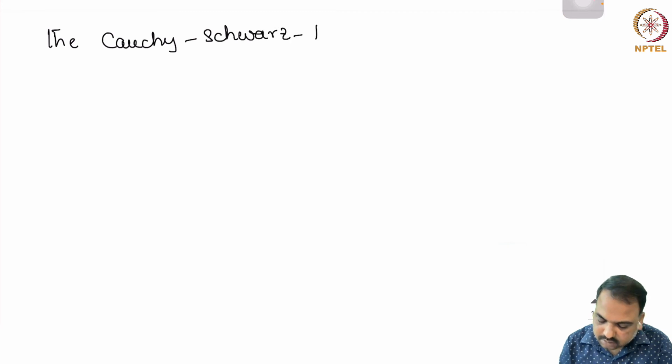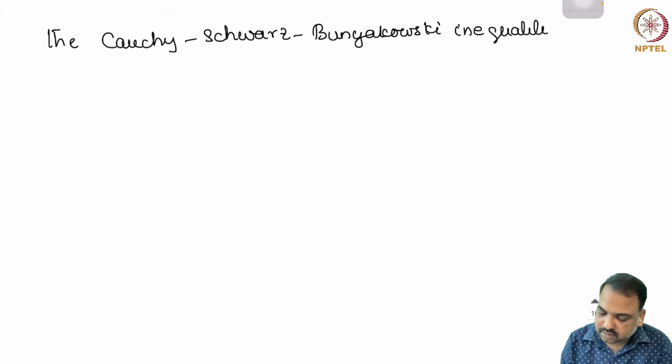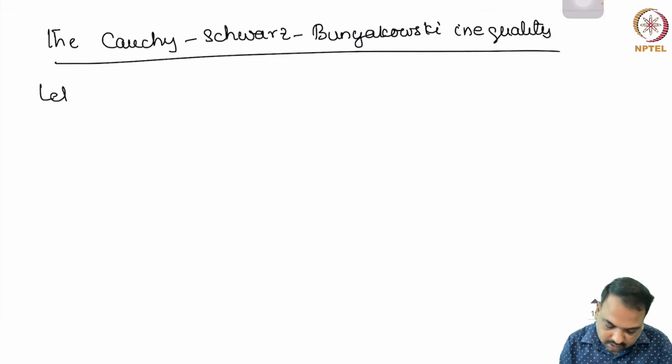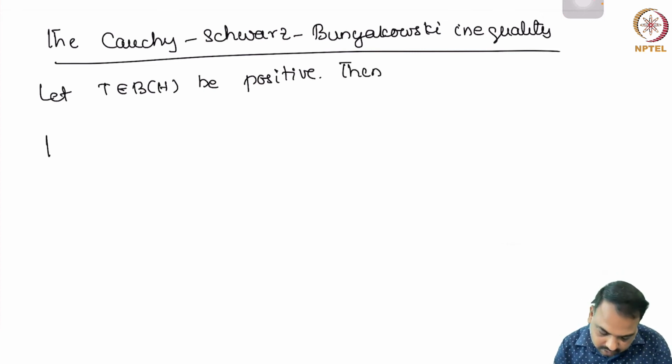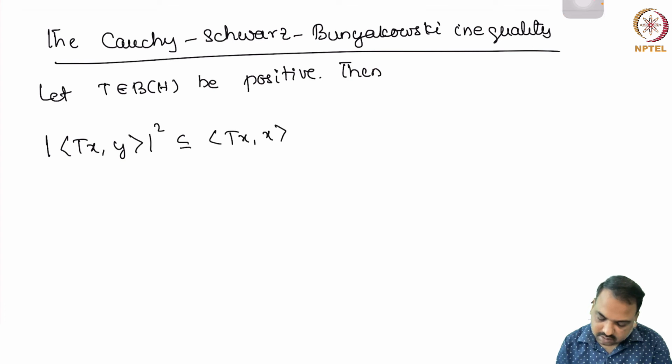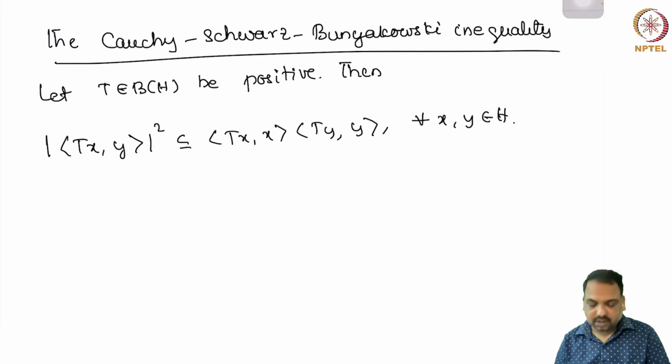Let T be a bounded positive operator. Then we can say that modulus of inner product Tx with y, squared, is less than or equal to inner product Tx with x multiplied by inner product Ty with y, for every x, y in H. Now if you take T equal to the identity operator, we get the usual Cauchy-Schwarz inequality.